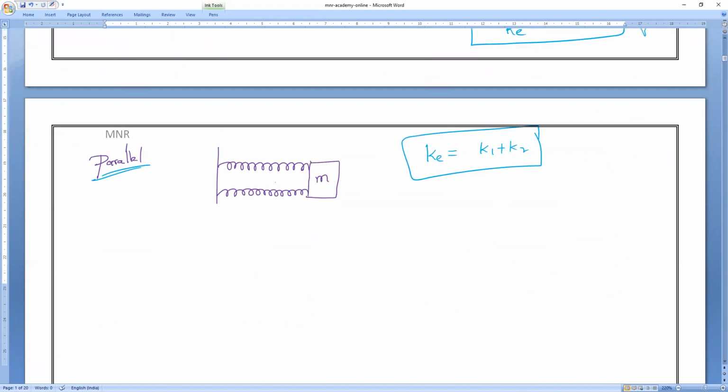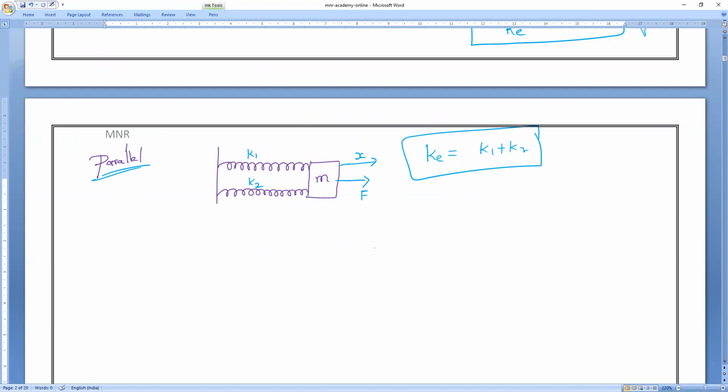Now, parallel connection. Let me take the spring constant of one spring as K1 and the spring constant of the other spring as K2. Now, I am applying a force F, and this body travels some distance X meters. How many meters, everybody? X meters.